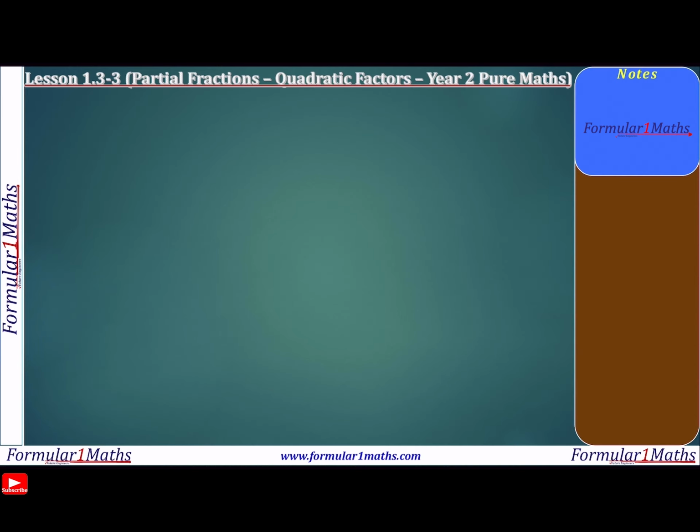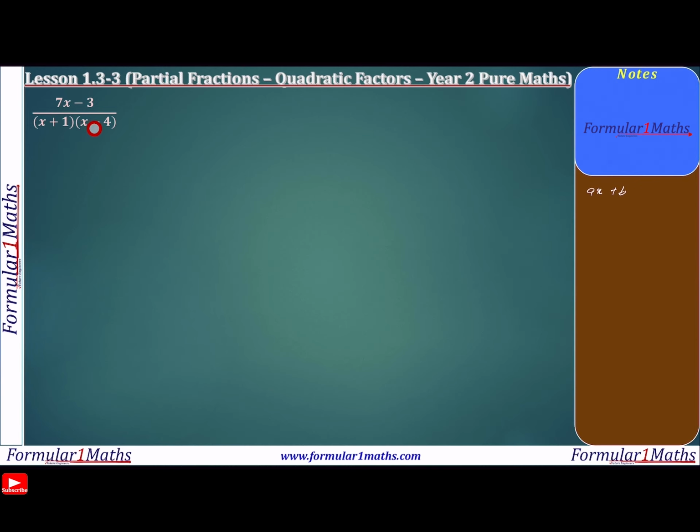into partial fractions. In previous lessons, we have learned how to split algebraic fractions which only have linear factors in their denominators, like this one. These factors here, x plus 1 and x minus 4, are linear because they are in the form ax plus b, where a and b are constants. So in the case of this one here, the a is 1 and the b is also 1. In this case, the a is 1 and the b is minus 4.